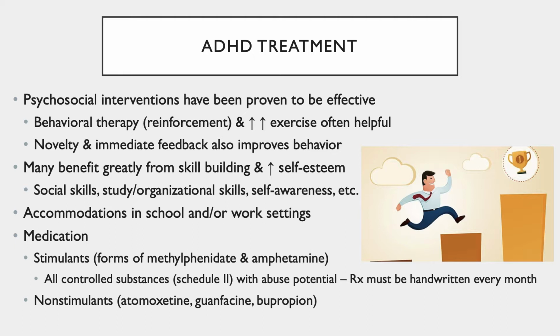Atomoxetine's brand name is Strattera, so if you've heard it, you probably know it by that name. Strattera is a selective norepinephrine reuptake inhibitor. Guanfacine is actually a medication used for hypertension, which is high blood pressure, but it works well for the impulsivity and hyperactivity symptoms of ADHD. It does not, unfortunately, work well for inattentive symptoms.